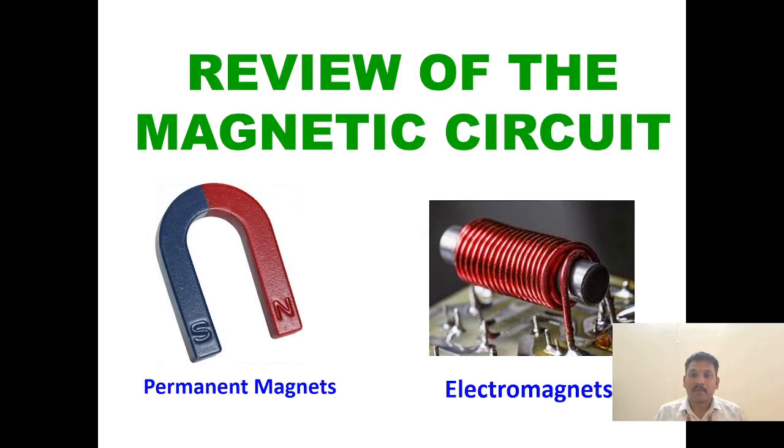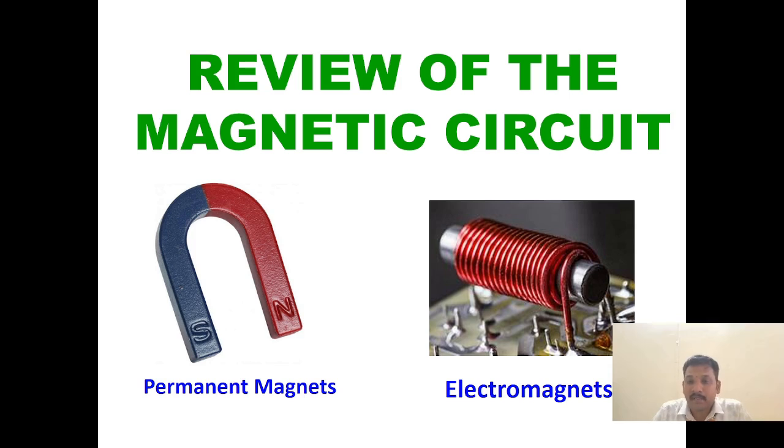Now we are going to review the basic concepts of magnetic circuits. Basically, we have two types of magnets. One is a permanent magnet and another one is an electromagnet. Permanent magnets are always magnets, and they offer two poles: one is the north pole and another one is the south pole.